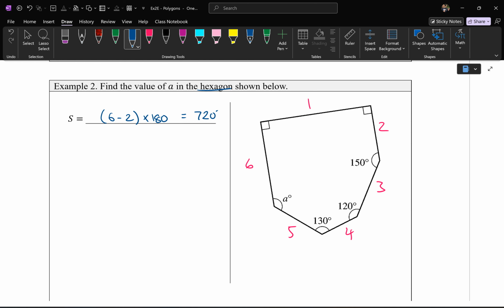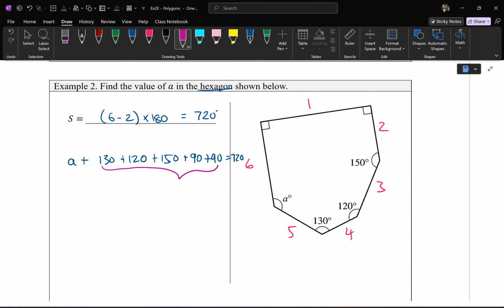So let's write it down. We've got A plus 130 plus 120 plus 150 plus, now what's the boxes again? 90, because that's the right angle. So 90, I've got one here and I've got another one over there. So times it by 2. You could do 180. Very good. Now, anyone got quick maths? What's all that add up to?